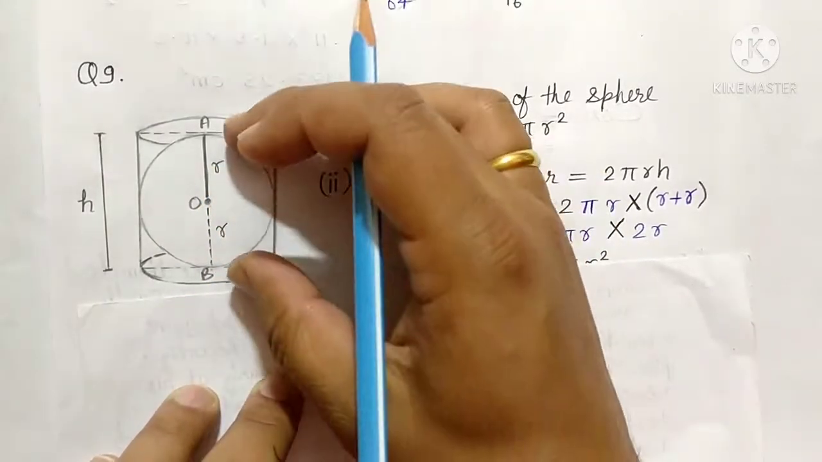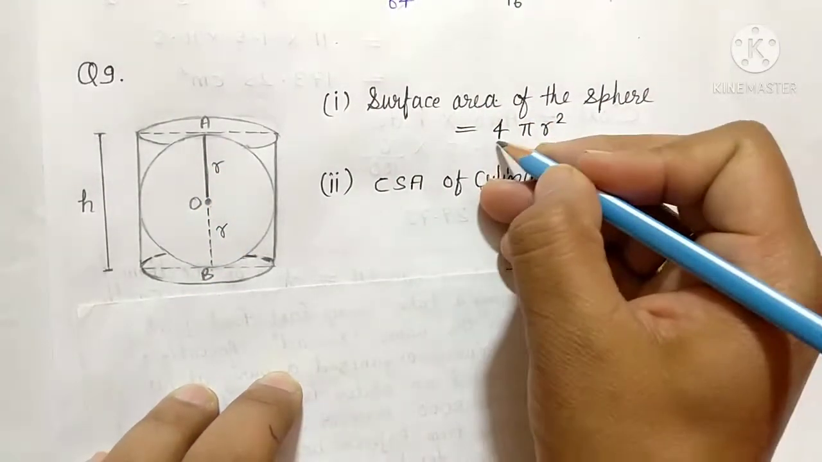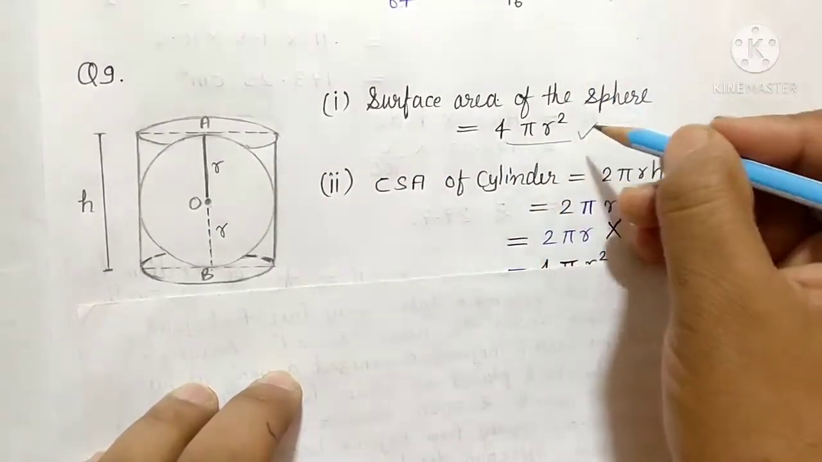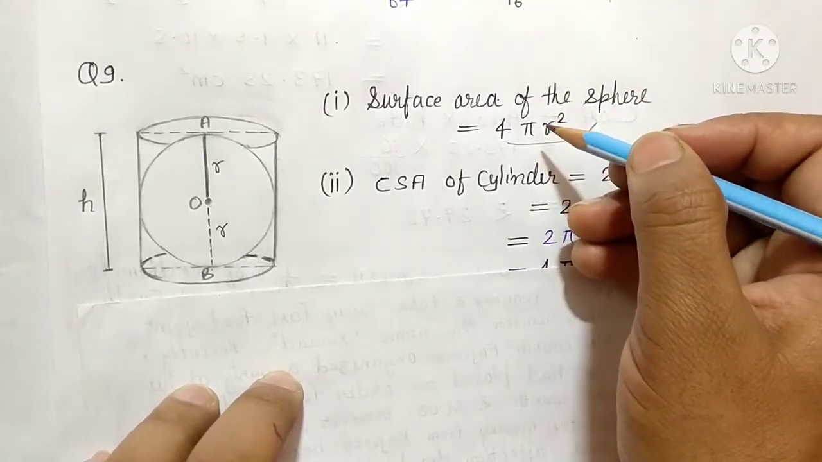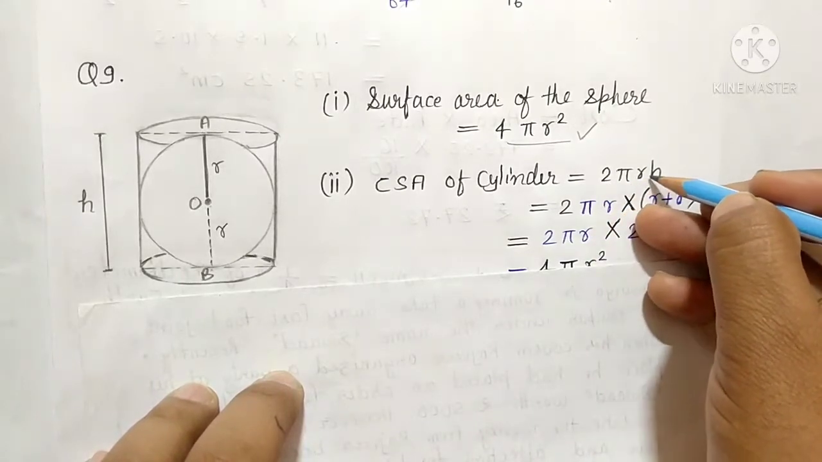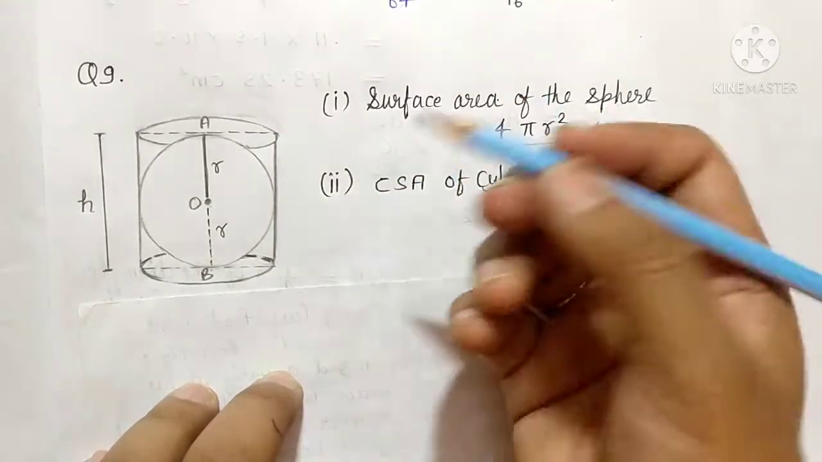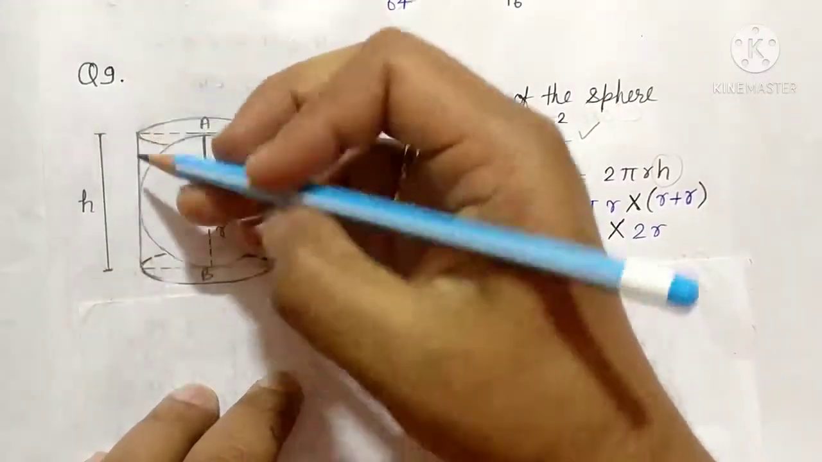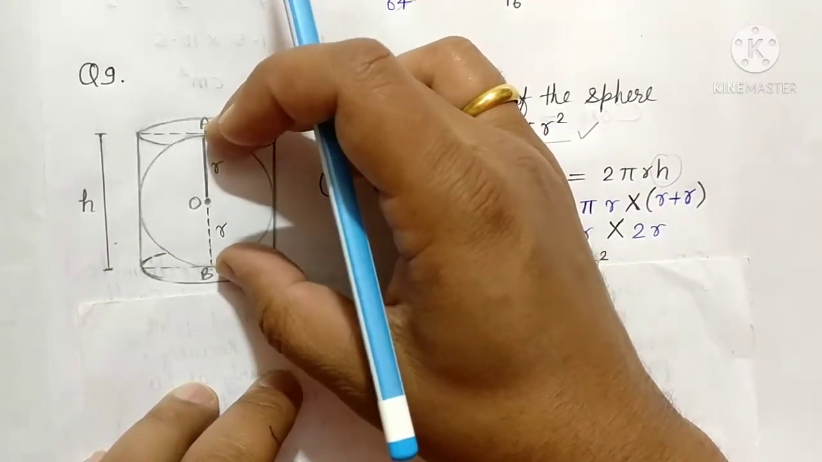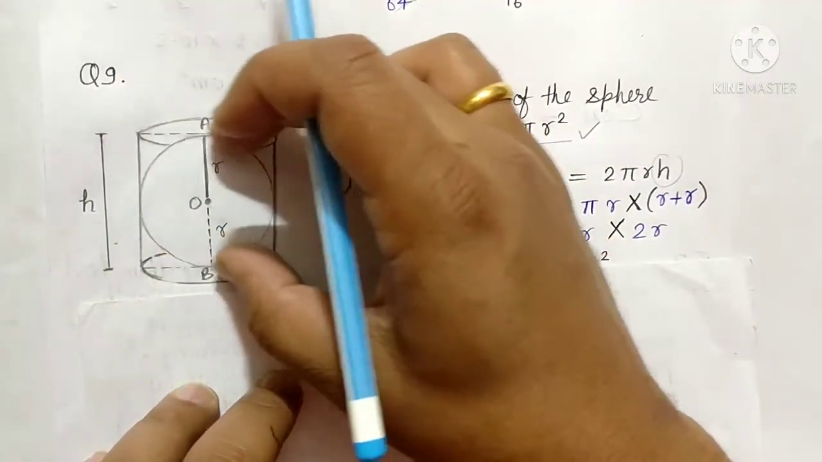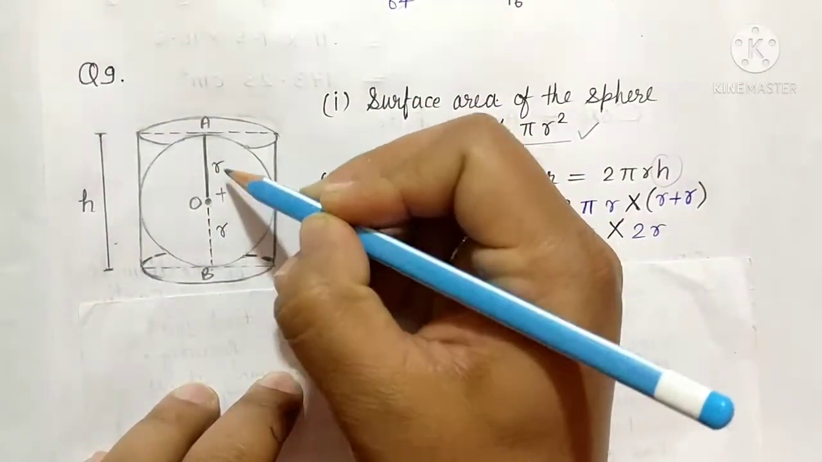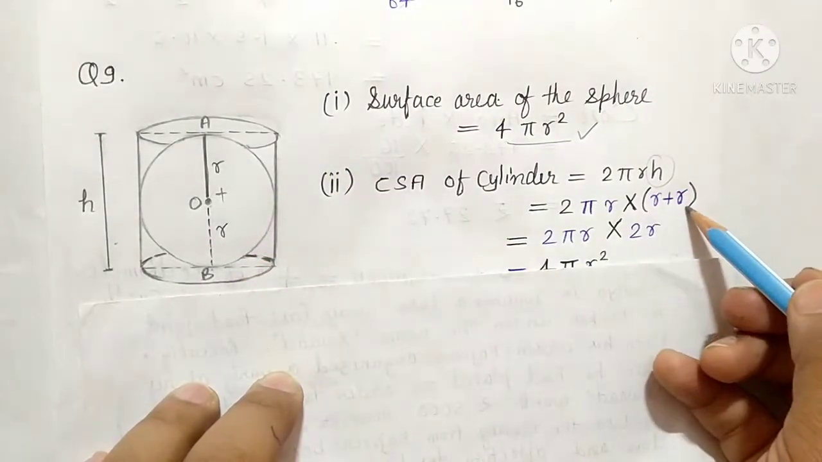Okay, now just check. Surface area of a sphere is 4 pi r square, so r is r only. This will remain the surface area of the sphere. This is the answer. Then we have to find the CSA, curved surface area, of the cylinder, whose formula is 2 pi r h. Now we have 2, pi and r, but how can we find h? Because h is not given. This is called the height, from here to here. This is AB, and the length AB is the height, so AB equals h. But AB is r plus r only, so h is r plus r, which means 2r.